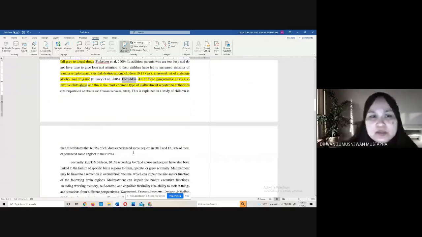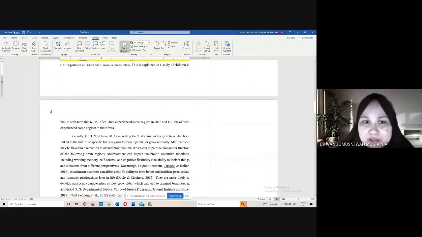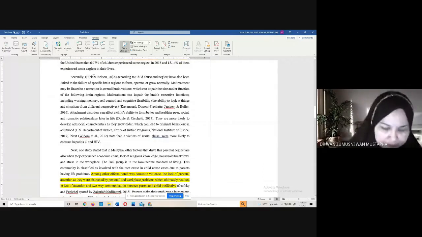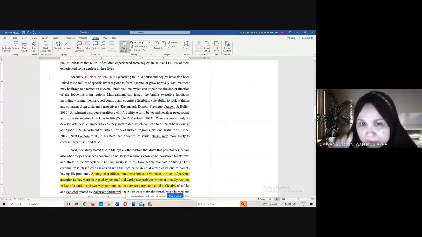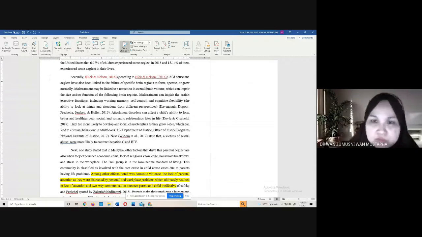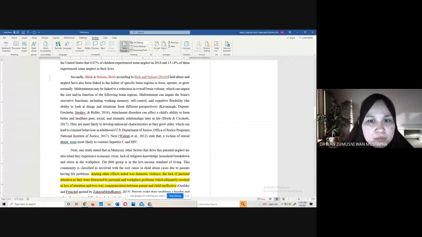Secondly, you cannot have in-text citation like this. No. Secondly, according to, if you want to put Big and Nelson, remove the comma, and then if the citation is part of the paragraph, you don't use ampersand, you use and. According to Big and Nelson, then comma. Why is the C capitalized? See, child abuse and neglect have also been linked to the failure of specific brain regions to form, operate, and grow.